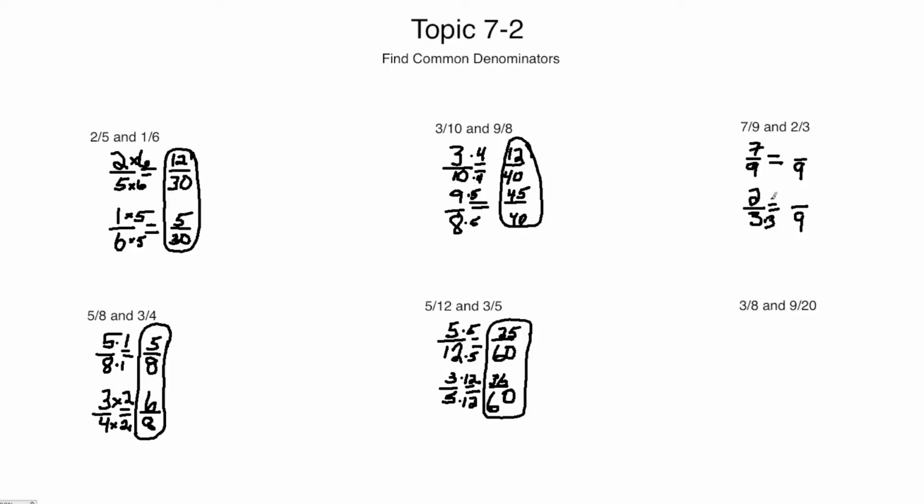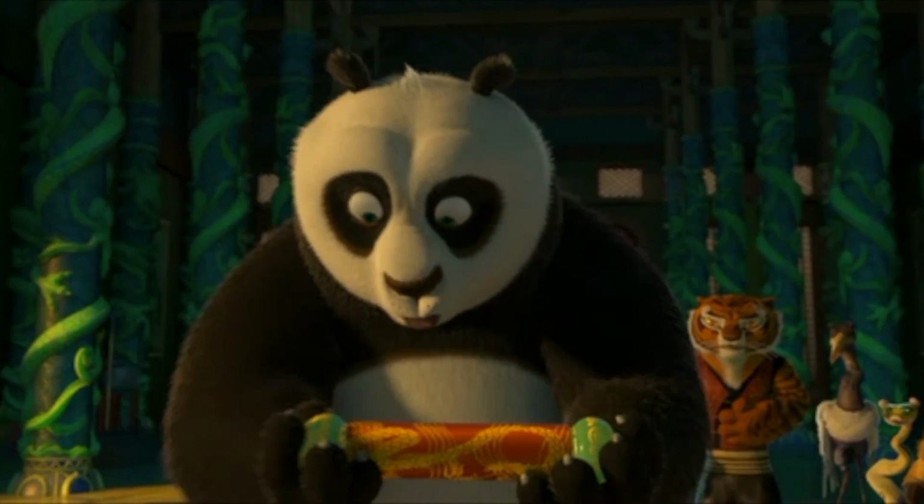3 times 3 is 9, which you do to the bottom, you do to the top, 3/3. 2 times 3 is 6. 9 times 1, 7 times 1 is 7. And so there are our two equivalent fractions with common denominators, 7/9 and 6/9. Did you get that? Great job!